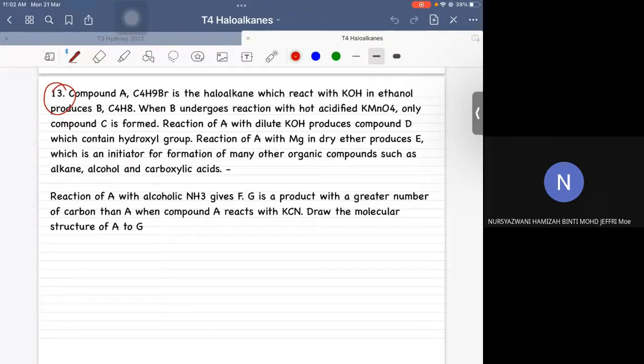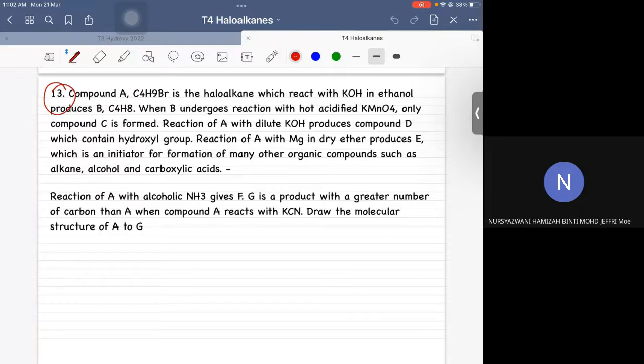Kita sambung, kita habiskan soalan haloalkane. Okay, soalan 13 dan 14. So soalan 13, 14 ni adalah format yang dalam exam lah, yang biasa kita tengok kalau kita tengok past year.